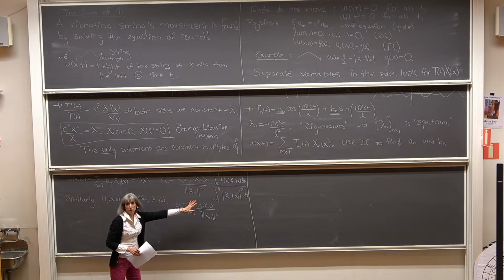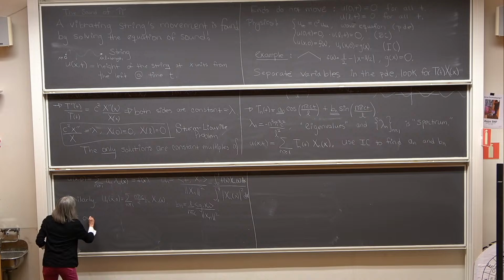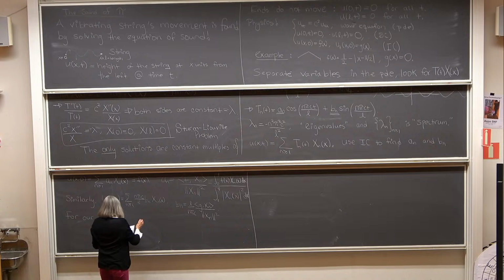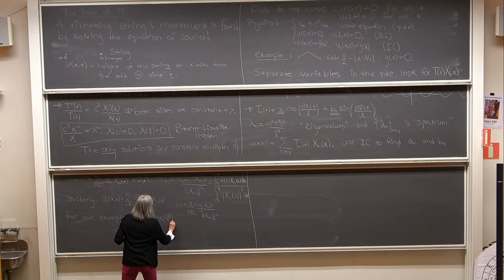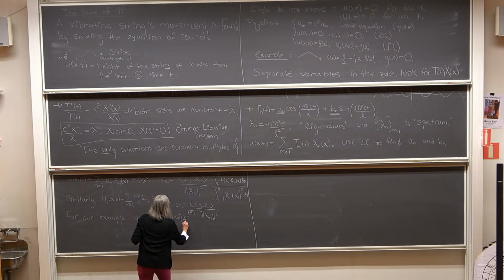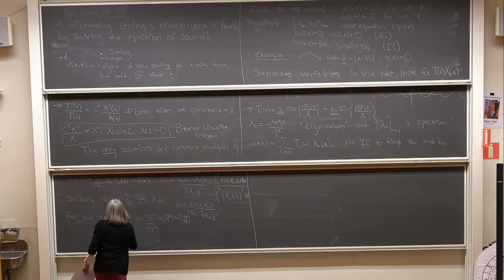So for our specific example, if you calculate these, the a_n is rather cute: 8 l squared cosine of n pi over 4 times sine squared of n pi over 4, divided by n squared pi squared, and the b_n is 0.